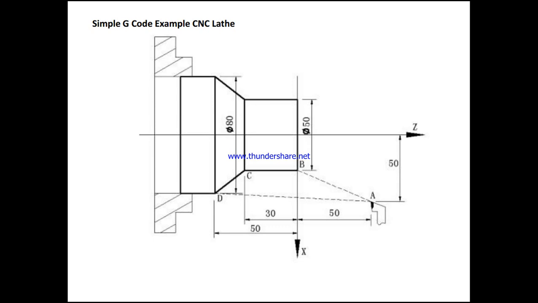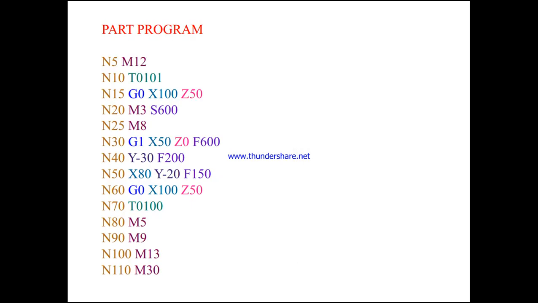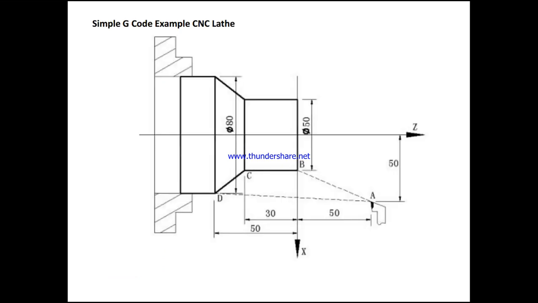F of 200. Next it has to move to N50, where X is 80 and Y is minus 20. So X is 80, that is 50 plus 30, which is 80, and Y is minus 20, so it has to move to minus 20, and the feed rate is 150. The feed rate decreases here because we have a taper, so it is 150.